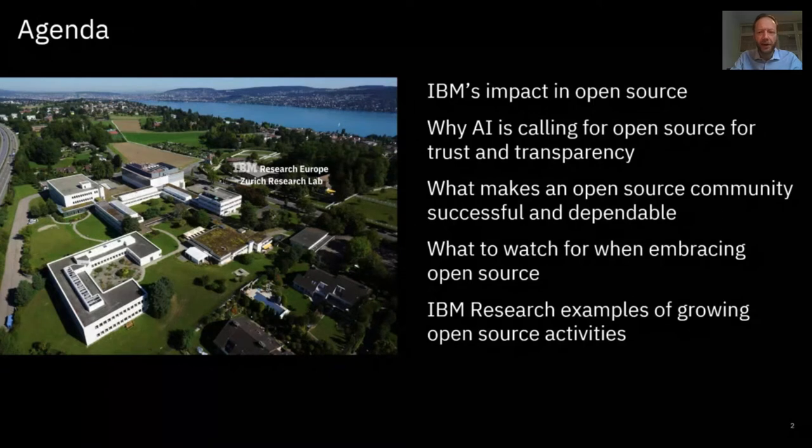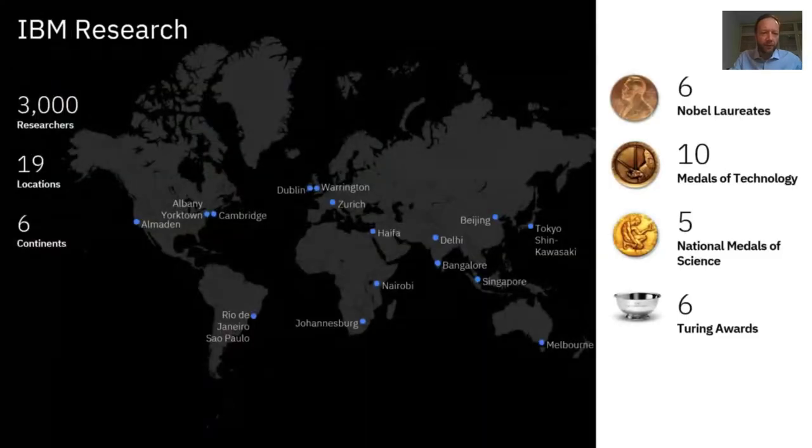Now, just to set the stage, I'm responsible for one of the technical research departments in Zurich, with about 100 researchers. In total, we have 3,000 in the overall IBM research organization. We are across the world in 19 locations, and we are very proud of a number of recognitions that we have received over the years. But sometimes the recognition of our participation and influence in open source communities is not as obvious as you can see compared with this type of awards. However, we are very active.